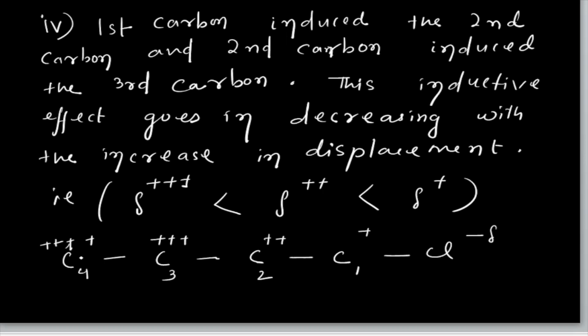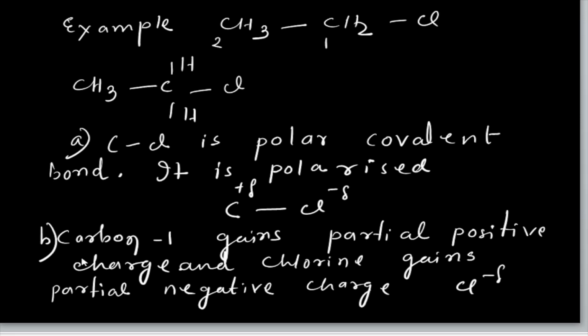So here you can see an example, CH3. Suppose you want to see one practical example, let us take ethyl chloride. Chlorine is more highly electronegative than the first carbon. This is the first carbon, this is the second carbon. The first carbon acquires a delta positive, and here it acquires a 2 delta positive because it is the second carbon.